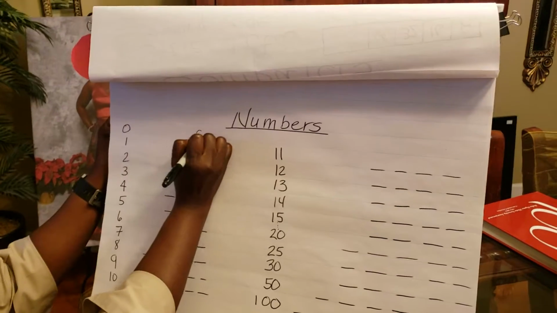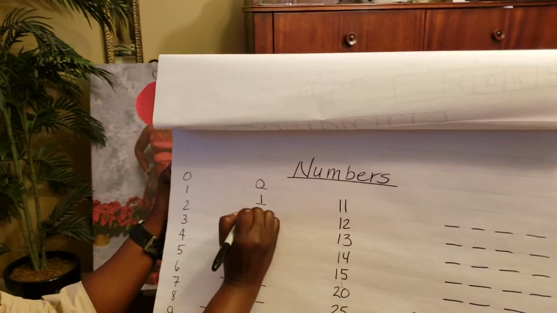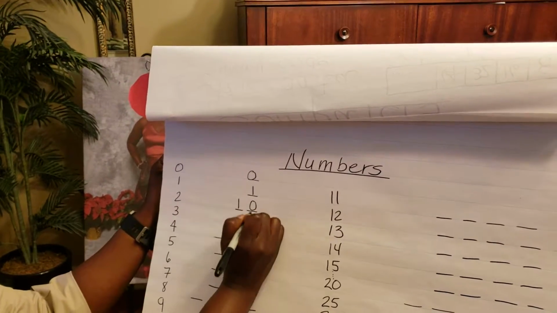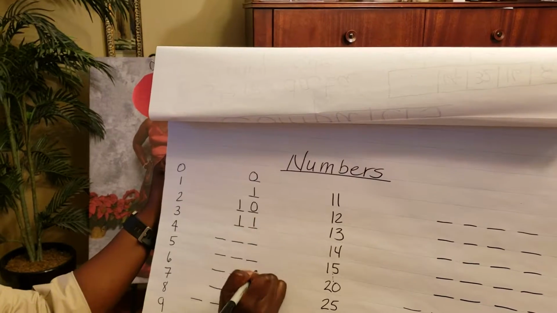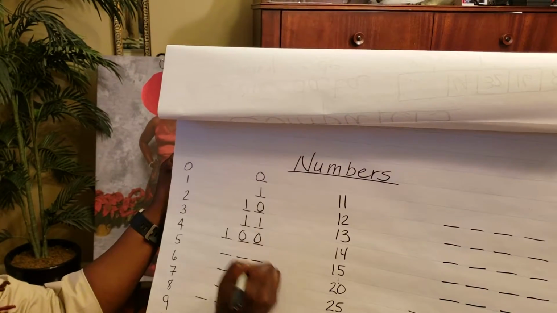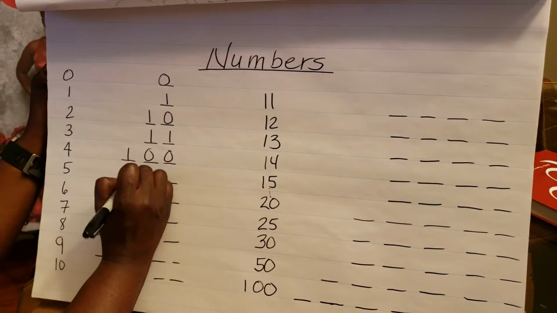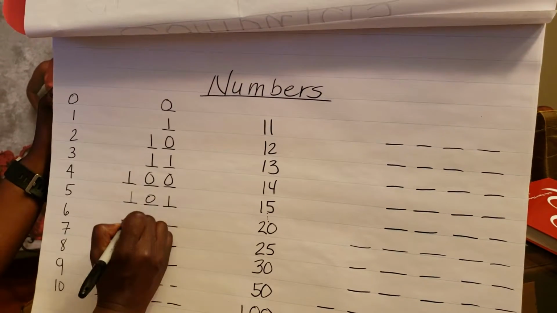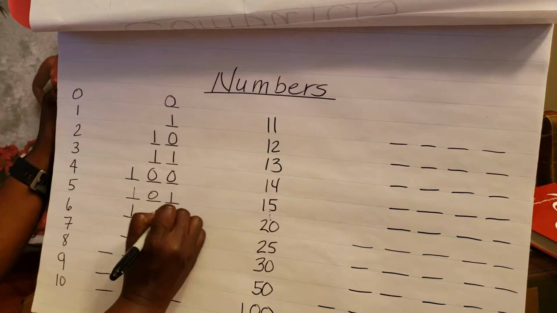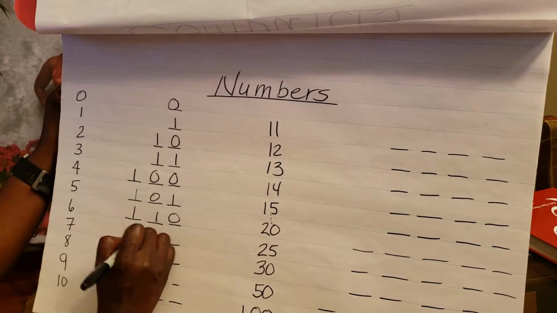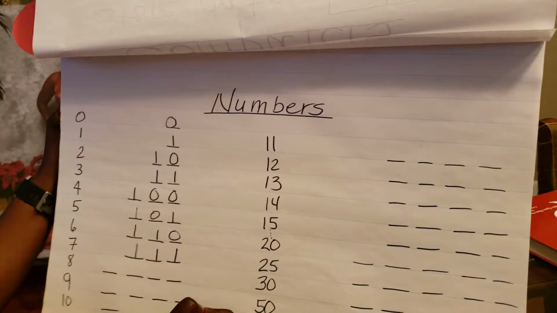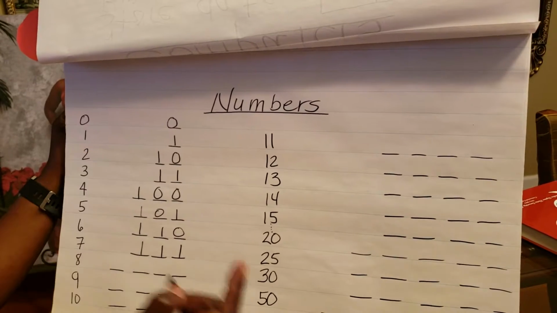Okay, so a 0 is a 0 and a 1 is a 1. A 2 is a 1 and a 0. And so that means a 3 is a 1 and a 1. So that means a 4 is a 100. Okay, so that means that a 5 is a 101. A 6 is a 110. Okay, a 7 is a 111. Okay, and then you want to go so on and so forth.